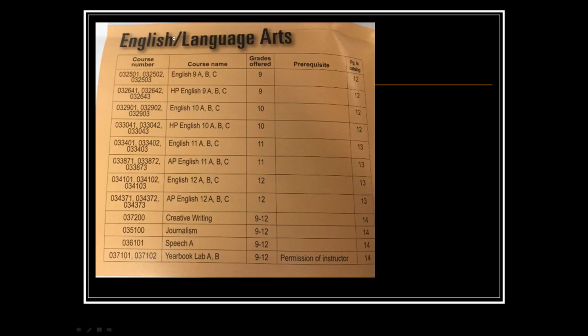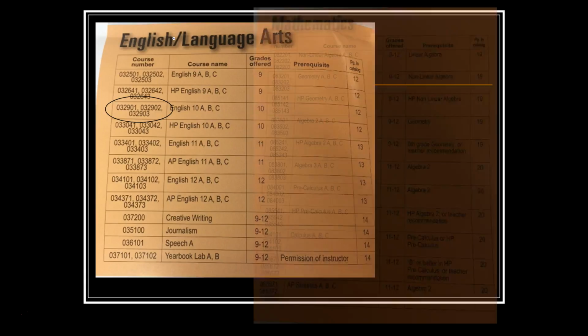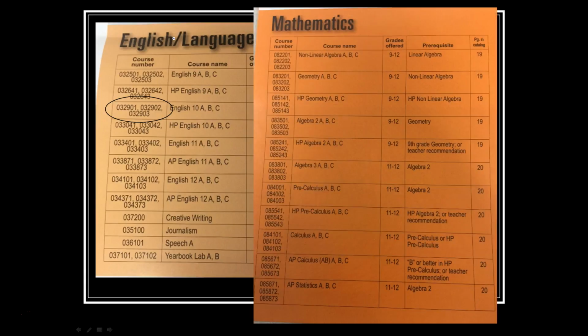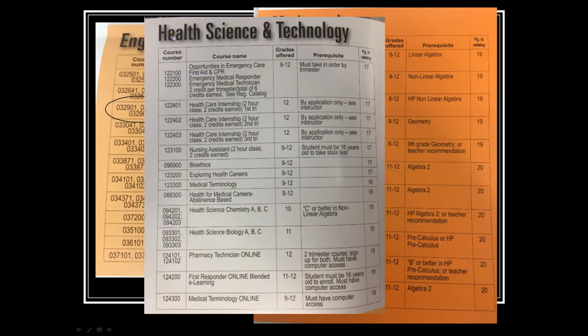This is what the English section looks like in your brochure. As you can see, English is a full year course, so it has 3 course numbers, which each represent 1 trimester. You will need to circle all 3 course numbers for a full year course. Same for your math course. 3 course numbers for 3 trimesters. One difference would be in the health, science, and technology area, where the nursing assistant class or other OEC classes are 2 hours long, and you earn 2 credits with 1 course number.